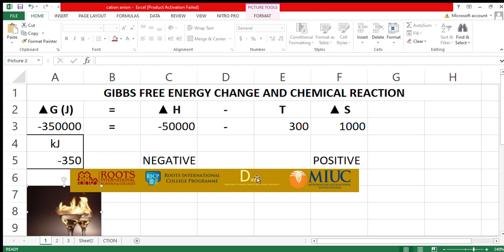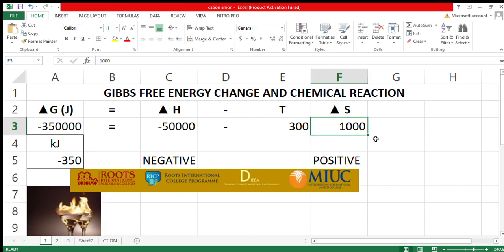Let's change some statistics. Suppose I increase the entropy change to 2000, let's see what happens to this value. As you can see, it increases. So if change in entropy is more, the chemical reaction is more feasible, and if the change in entropy is lesser, for example it is only 200, the chemical reaction will be less feasible.